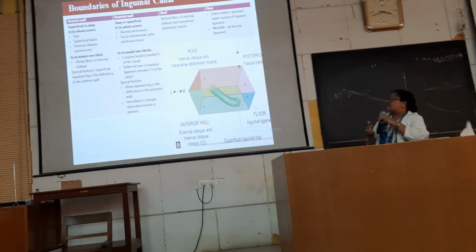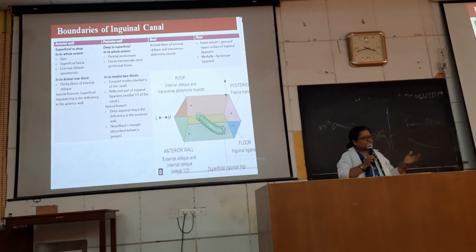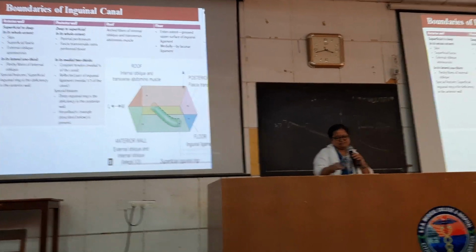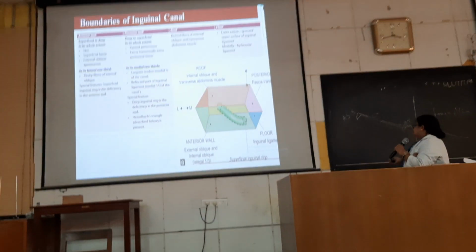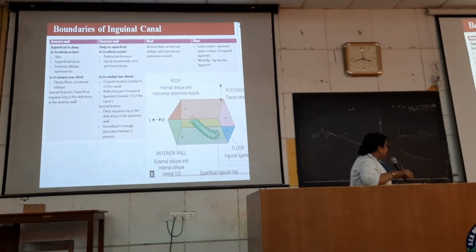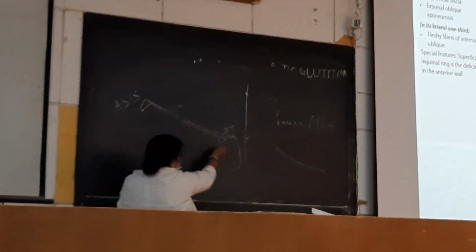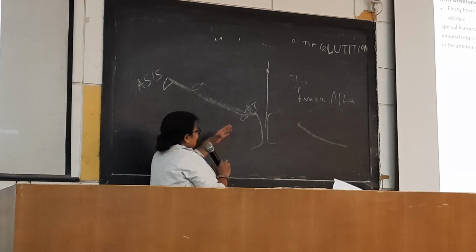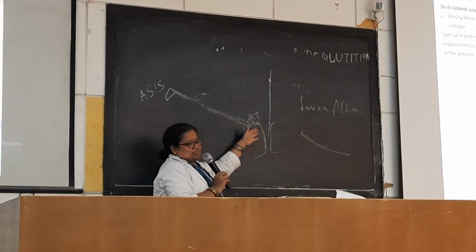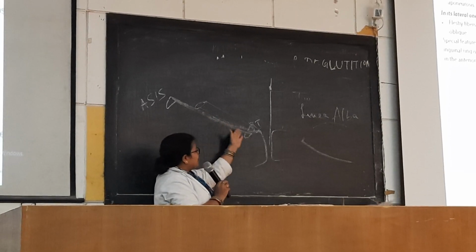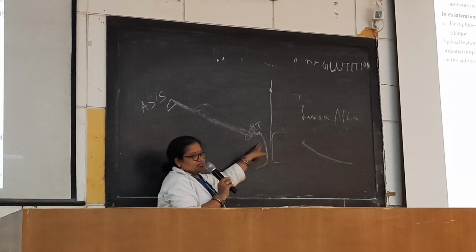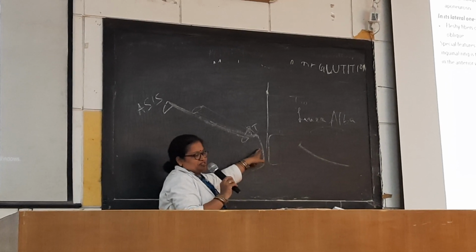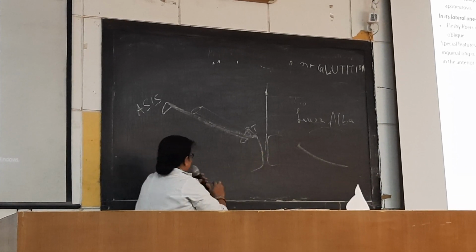Then the floor. The floor is entirely formed by the grooved upper surface of the inguinal ligament. Clear? And there are 3 extensions of this inguinal ligament medially. When you come medially, why are these 3 extensions important? The 3 extensions of the inguinal ligament medially. When you come to the medial part, what are the 3 extensions?